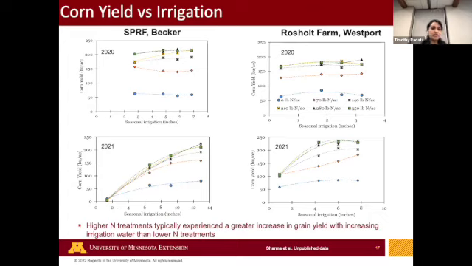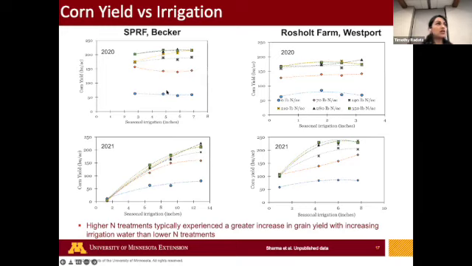We also looked at the relationship of seasonal irrigation with corn yield, and what we found in general is that the higher nitrogen treatments typically have a greater increase in grain yield with increasing irrigation water than lower nitrogen rates. The left graphs are Becker for 2 years, 2020 and 2021, and the right graphs are Roshold farm 2020 and 2021. And we can see the differences in the sites as well as differences between the years.